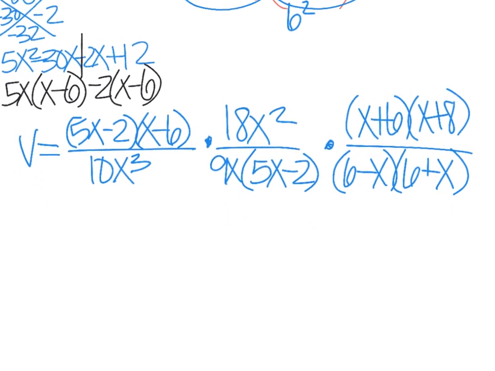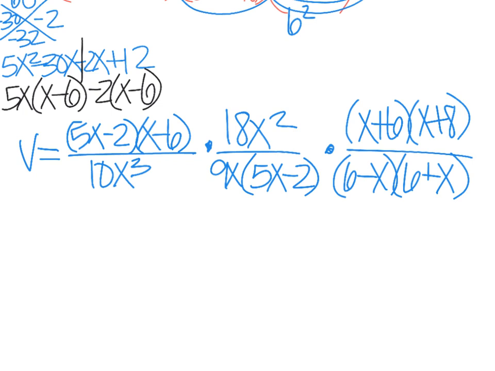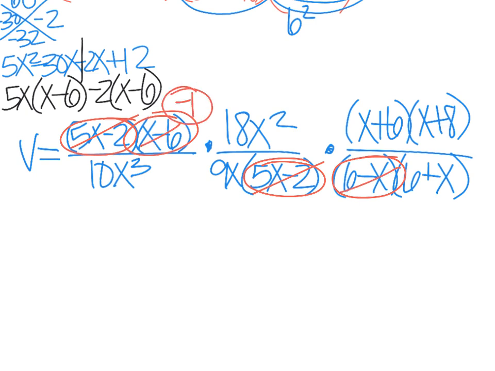Now we want to simplify what's left here in blue. So we want to cancel out any common binomial factors. So first things first, we've got 5x minus 2, 5x minus 2. Those can cancel out. X minus 6 and 6 minus x. This is our a minus b over b minus a. So they cancel out and we're left with a negative 1. Now here we've got x plus 6, 6 plus x. Those cancel out. That's a plus b over b plus a. And we just get a positive 1 there.